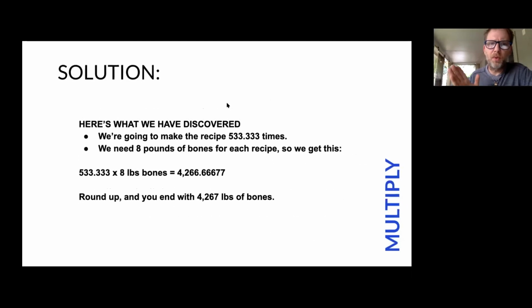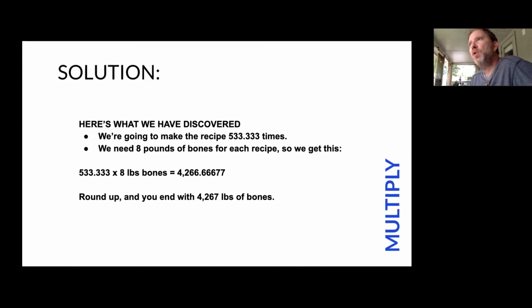The final step is multiplying how many times I have to make the recipe by 8 pounds of bones. If you multiply how many times I'm going to make the recipe, 533 point whatever, by 8 pounds, you get 4,266.66667. Round that up and you get 4,267. Slightly different number than if you go by the ratio. And that is because a gallon of water does not weigh exactly 8 pounds.